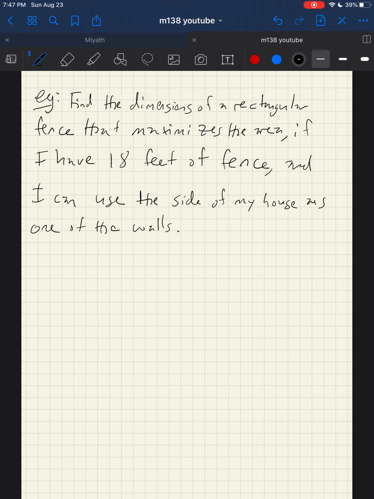Okay, so what we're going to want to do here is take this situation and write it as an equation, and try to figure out some things that the graph of this equation would do for us. Okay, so let's try to figure out what I've got. Well, first let's draw a picture.